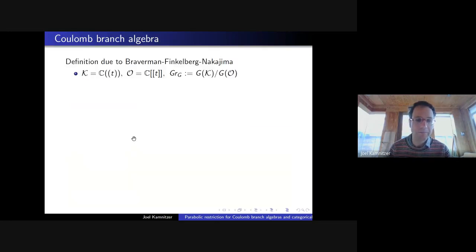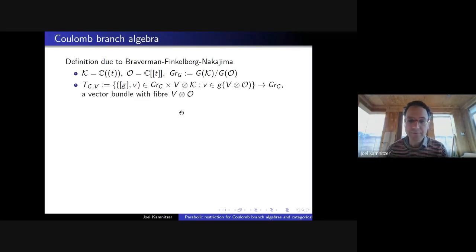Okay, now I'd like to give a more precise definition of this Coulomb branch, due to Braverman-Finkelberg-Nakajima. The definition also involves the affine Grassmannian, but again, unrelated to the affine Grassmannian I was talking about earlier. I'll introduce notation. I'll use K for Laurent series, O for power series, and I take the affine Grassmannian, again, G of K by G of O. And I'm going to now form an infinite rank vector bundle over the affine Grassmannian, whose fiber is isomorphic to V tensor O.